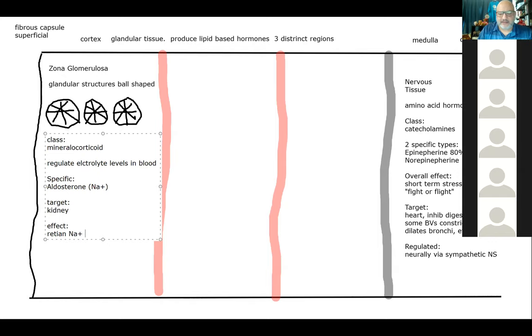Of course, indirectly, if we tell the kidney to bring all this sodium back, what is also going to happen if we bring all that sodium back? Water follows. Yeah, water is going to follow. So it indirectly retains water as well. Excellent. So, of course, one more key question. How is it going to be regulated? Humorally, by a sodium level in blood. Excellent. In fact, all of our mineral corticoids are going to be regulated humorally.